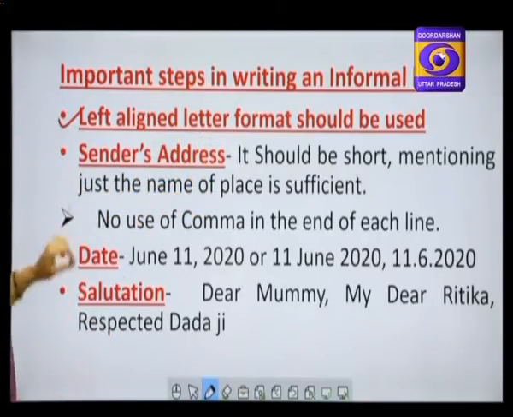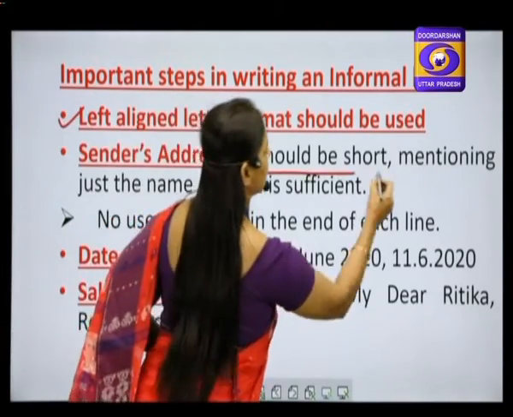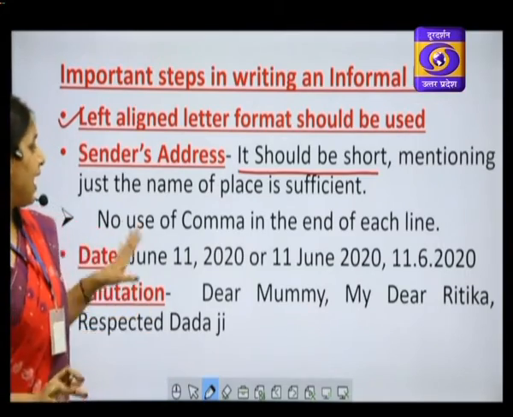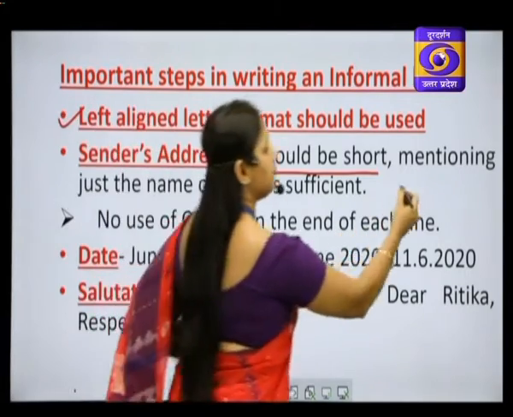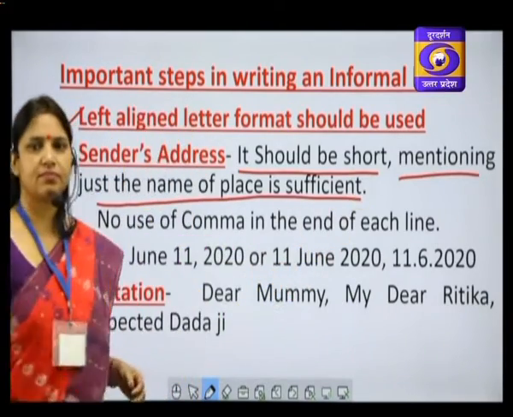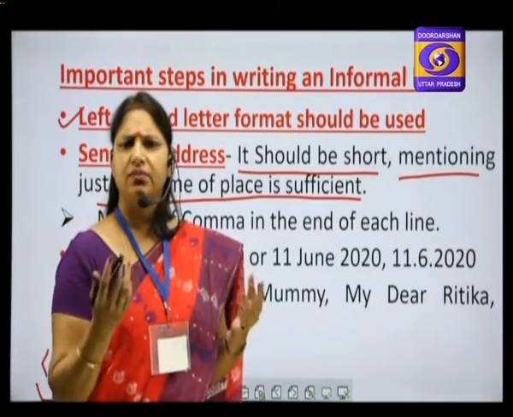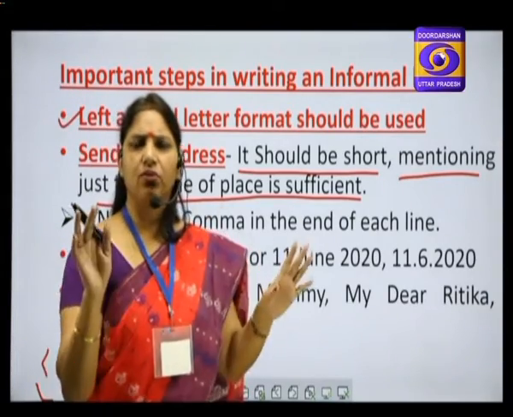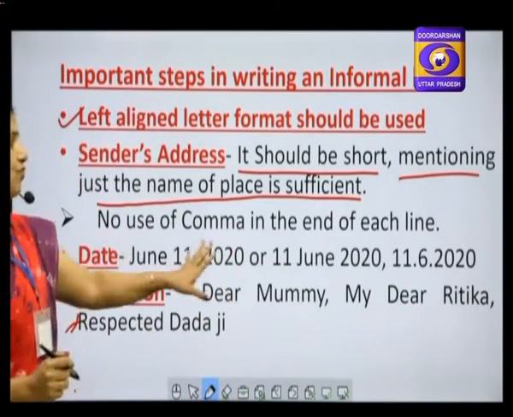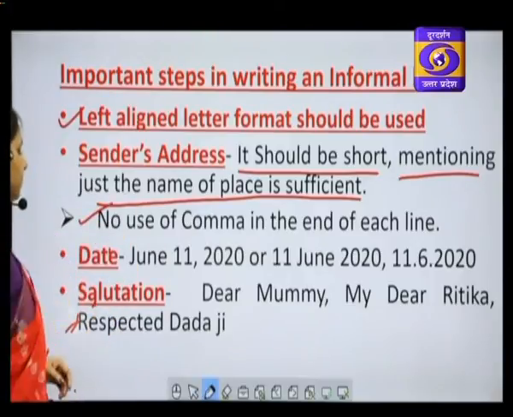Sender's address. When you are writing the sender's address in informal letter, it should be short. Maximum 2 or 3 lines. And even if you mention the place, name of the place from where you are writing, that is sufficient. Like you are writing a letter from Dehradun, maybe some college or school, don't write the name of the college, just write Dehradun and that is sufficient. No use of comma in the end of each line while writing the address.